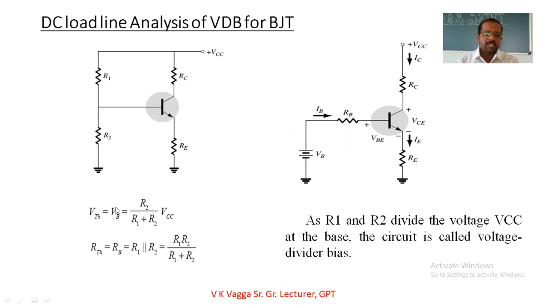And after simplification, VB is equal to R2 divided by R1 plus R2 into VCC. This is the voltage divider formula. And R1 and R2 are assumed to be in parallel, so that you can obtain RB. The value of RB is equal to R1 into R2 divided by R1 plus R2, and VB is equal to R2 divided by R1 plus R2 into VCC. And the circuit is simplified in this way.